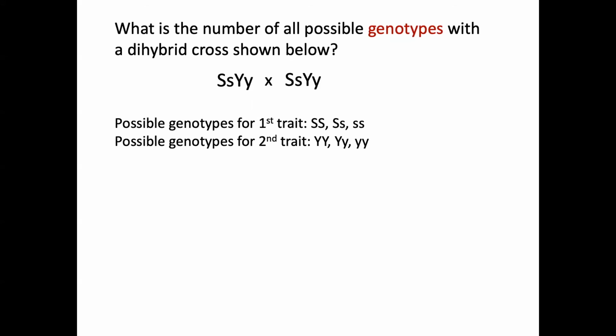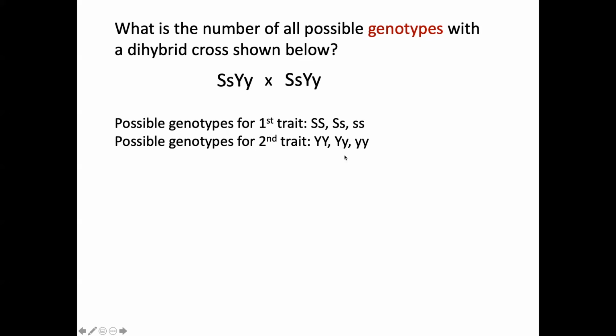Here shows possible genotypes for the first trait: 3 possibilities, right? So big S, small s, or 2 small s's. Then how about the second trait? Similar. You have 2 homozygous and 1 heterozygous. Based on this information, we learn the combination in this mass, right?